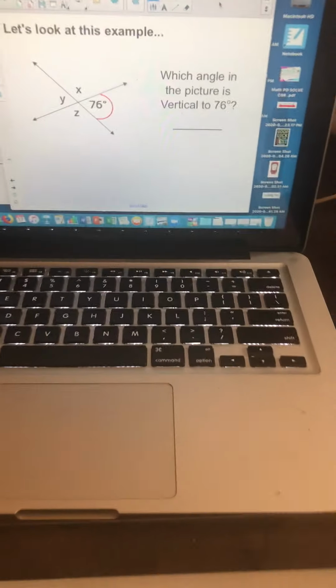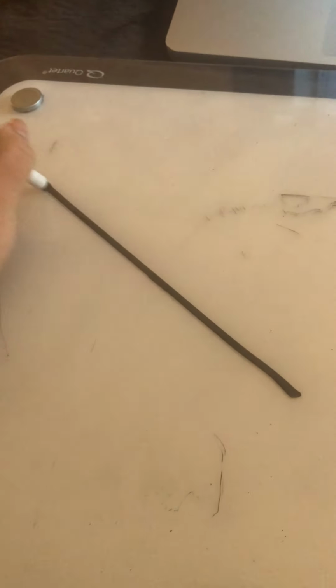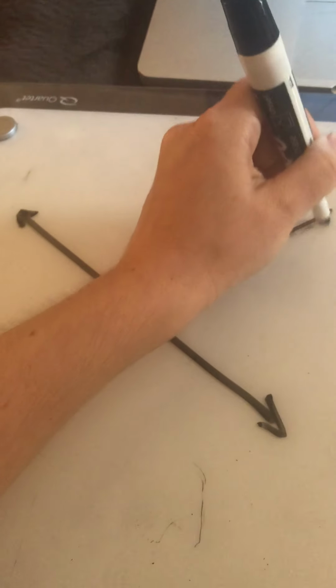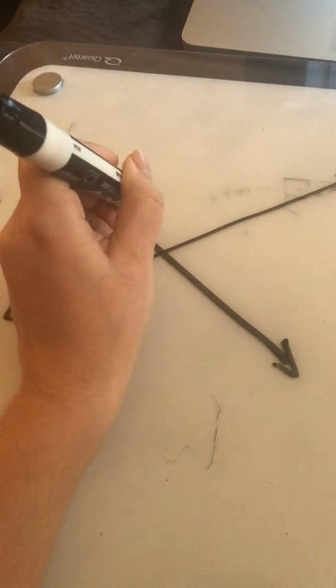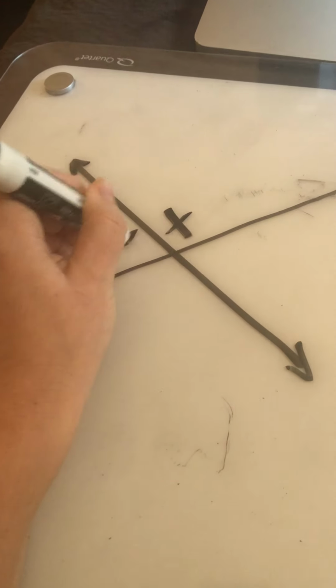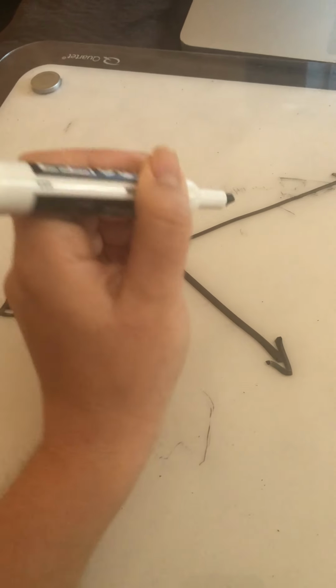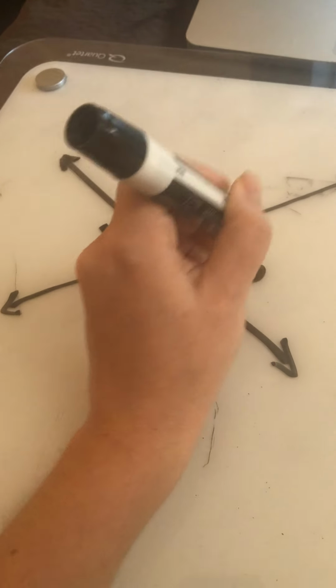Now this is where things get just slightly more challenging, but not really, because some of you might have already made this connection and you just can't talk to me about it, but some of you might have seen something interesting about these vertical angles. So let's see, we have this. I'm going to put the letters in that are on your screen. And then this was 76.